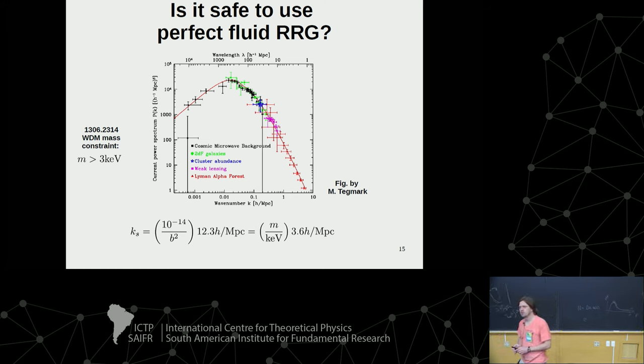The bound is close to 7, you say? Sorry? I remember that there was this proposal by Shaposhnikov to put a 7 keV sterile neutrino as dark matter. So there would be no effect on this. 7 keV, probably. Yeah, I heard that the bound was close to 7, but I don't remember. I think there is some specific scenario for this value.